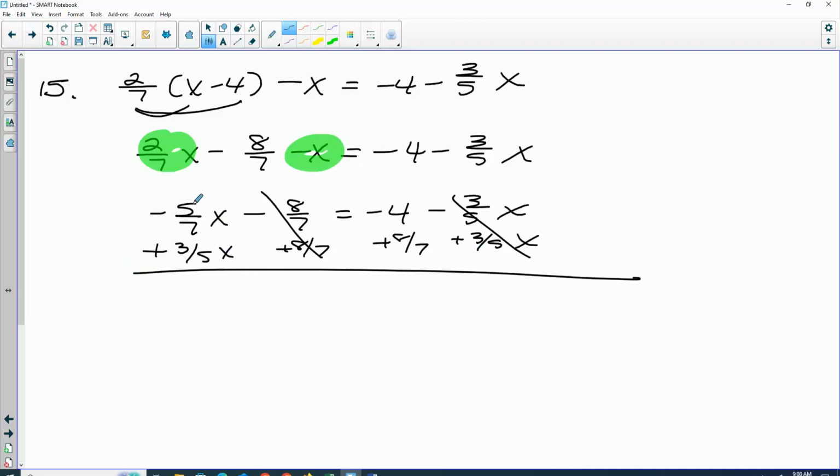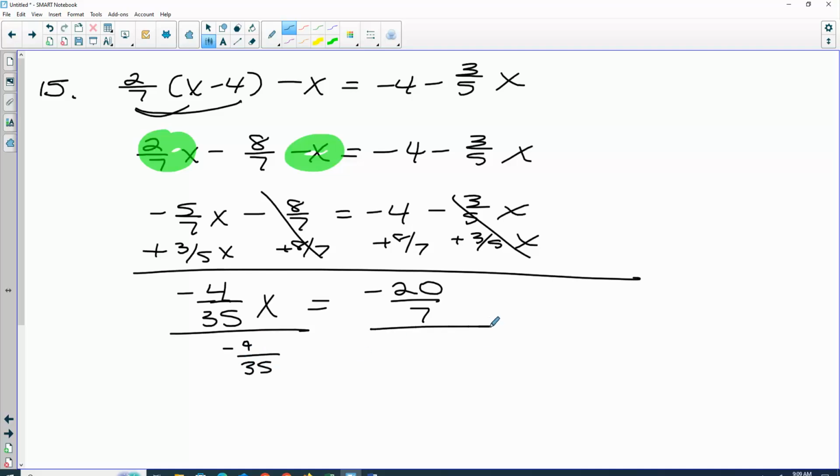If the fractions bother you, you can use a calculator here. This gives me negative 4 over 35x. This one gives me a negative 20 over 7. Final step to get x by itself. You can either divide by negative 4/35 or multiply by the reciprocal. Either one will get you there.